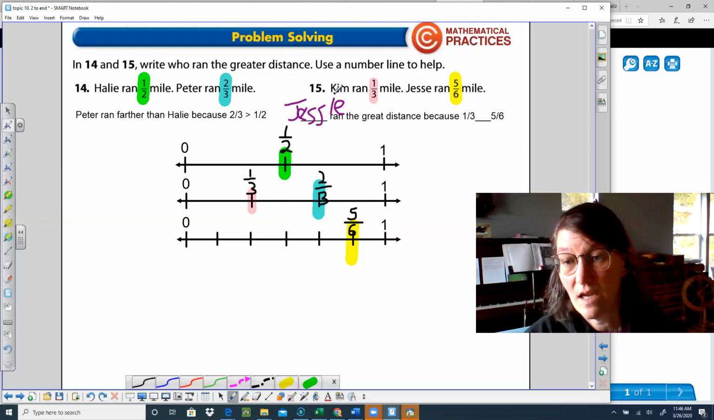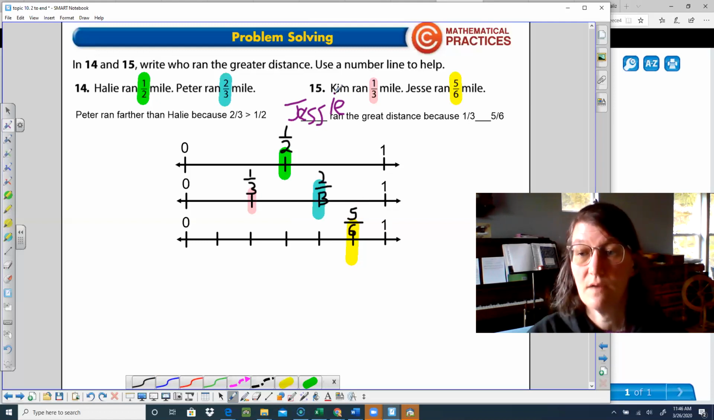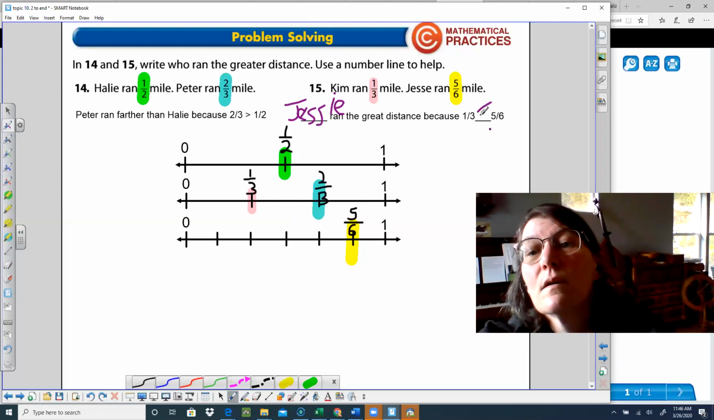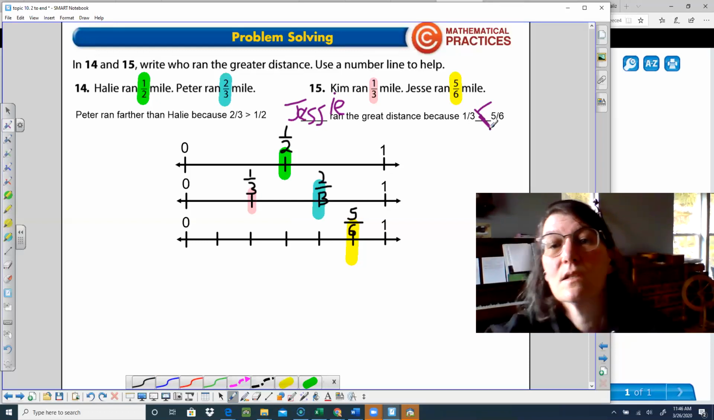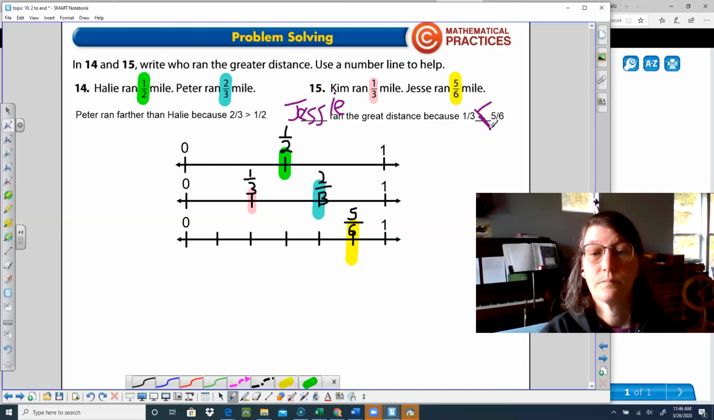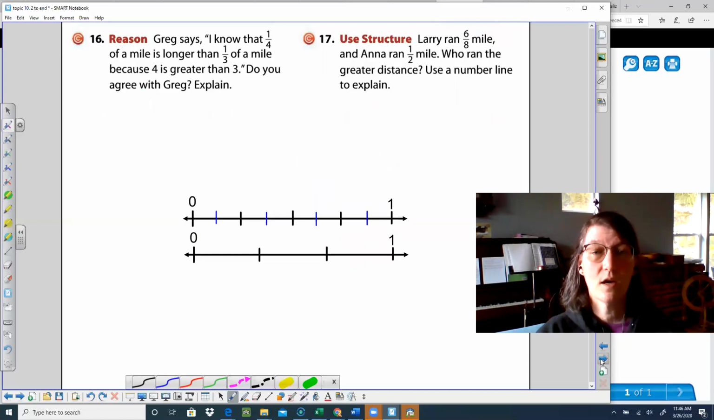Now we have to do the alligator mouth to eat Jessie's number. And that was what? 5/6. So please make your alligator, whoopsie. I guess my alligator needs to go to the dentist. Okay, make your alligator eat the 5/6. Okay, on to our next one.